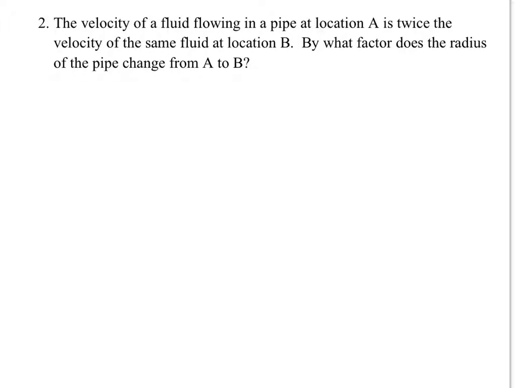The first part says the velocity of a fluid at A is twice the velocity at B. What do I write from that? The velocity at A is twice the velocity at B. Give me an equation I can write from that. Literally, just take what I'm saying and translate it into an equation. Yeah, VA is equal to 2 VB. Does that make sense, right? The velocity at A, VA, equals 2 times the velocity at B, VB. So that's the statement we start with.